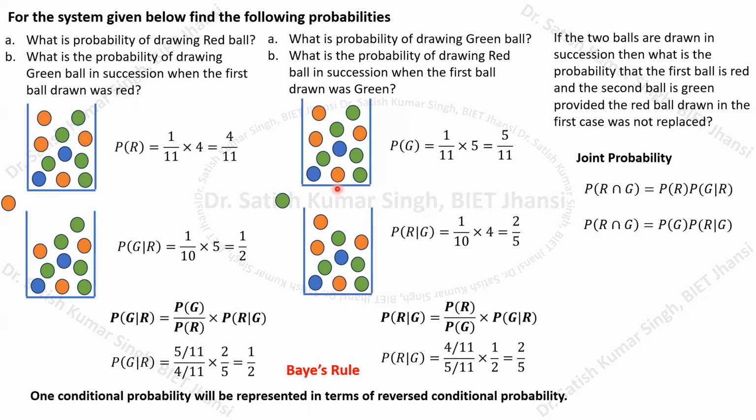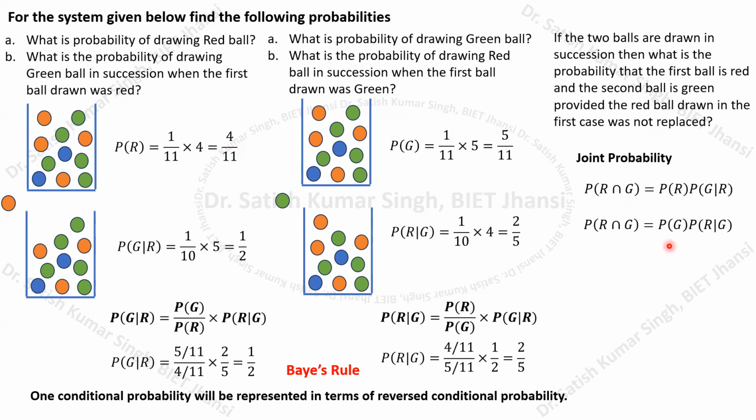The first case, the probability is 4 by 11 multiplied with 1 by 2. So what is the probability that this sequence of a red ball followed by green ball will occur? It will be obviously 4 by 11 multiplied with 1 by 2. So it will be 2 by 11. So that probability is 2 by 11. So this way we can define the joint probability.